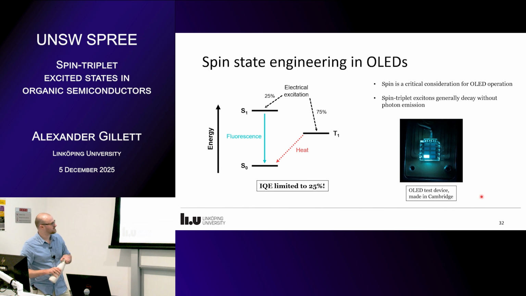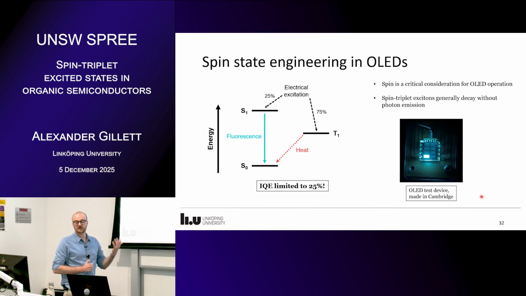As I probably more than alluded to before, triplets are important for OPV. But the original place they were considered to be a problem was in organic light emitting diodes. That's because when you electrically excite your organic semiconductor, through the spin statistics, you get 75% triplet excitons, 25% singlet.